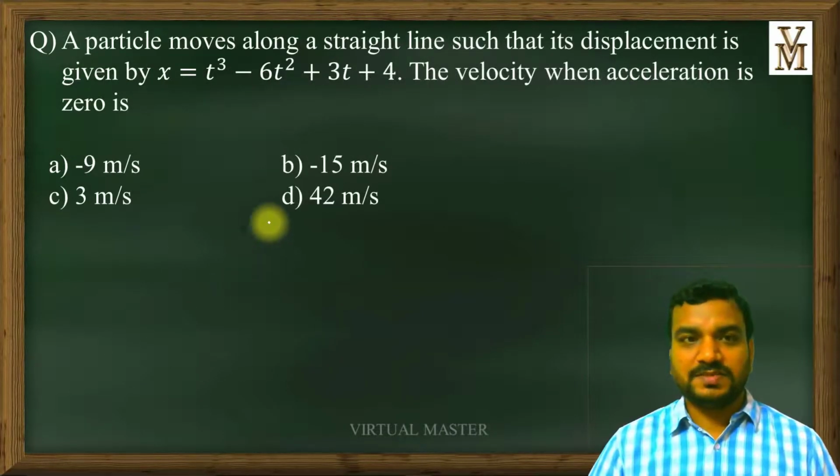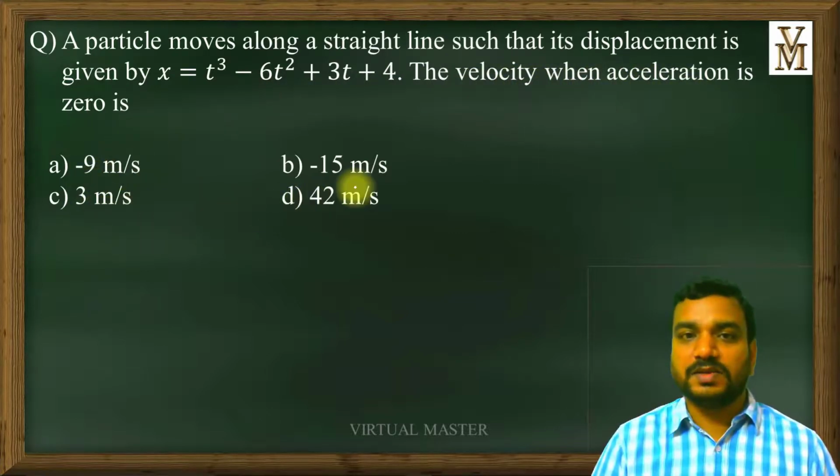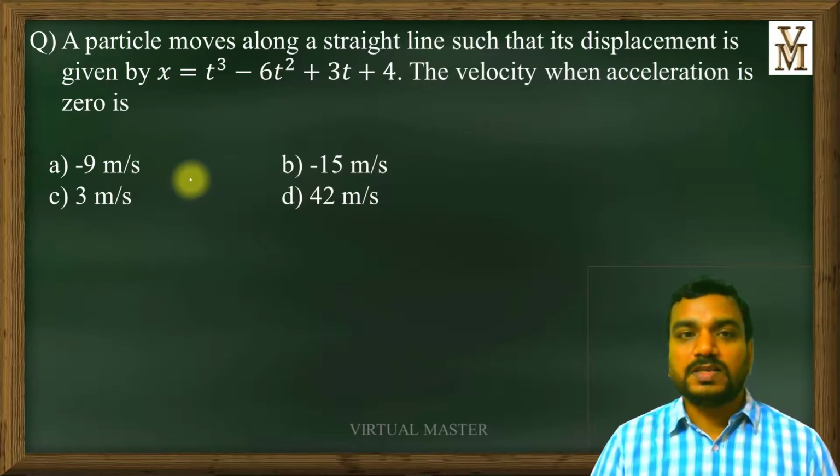The next question is, a particle moves along a straight line such that its displacement is given by x equals t cube minus 6t square plus 3t plus 4. The velocity when acceleration is 0 is, options are given here. Okay. Now what is given here?